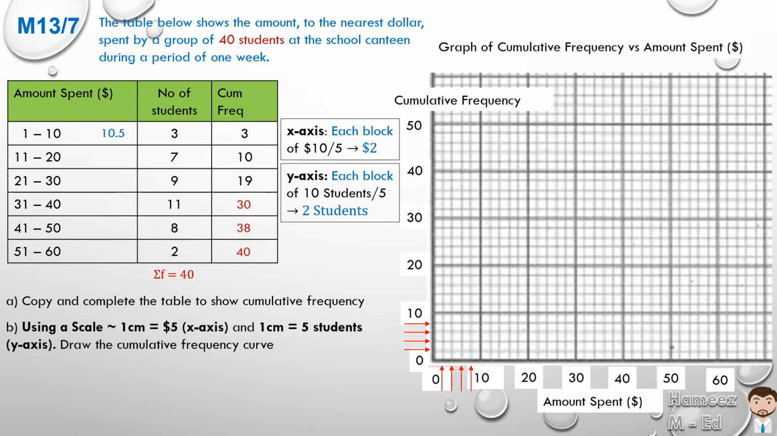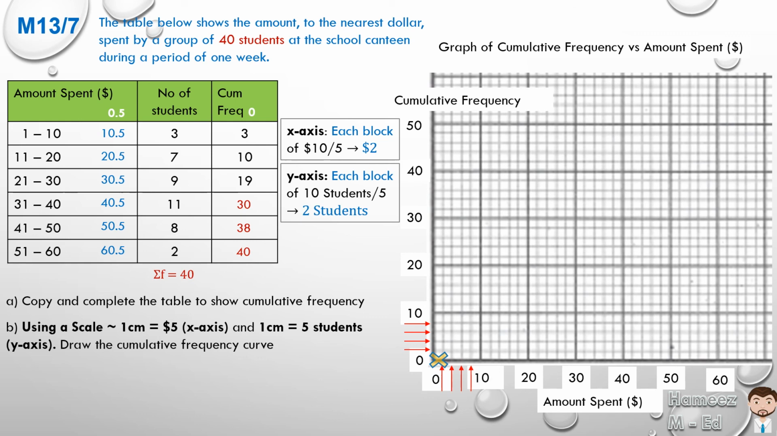As such, we can do the same with the upper boundary, 10.5. If we add 10 to that, 20.5, 30.5, and we continue until we get 60.5. And of course, we need an initial value, right? So the initial value for the cumulative graph on the x-axis is 10.5 take away 10, which is 0.5. And at 0.5, what is our frequency? Our frequency is 0. So now we have the amount spent, we have all the x values, we have the cumulative frequency for all 7 points. So that we have the y values, we can now plot.